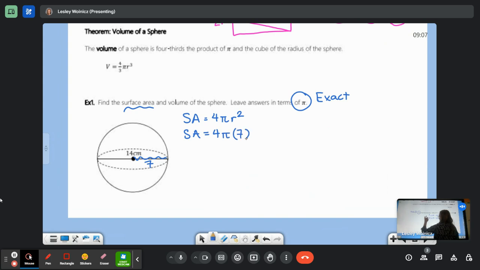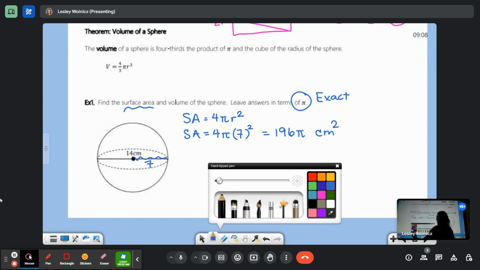So don't forget to square the 7. What's 4 times 49? 196. So we got 196 with the pi. These are centimeters to what power? Squared, because this is the 2-dimensional wrapping of the 3-dimensional figure.